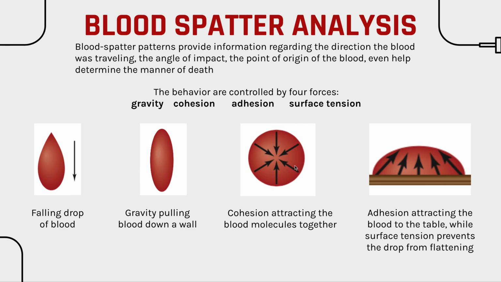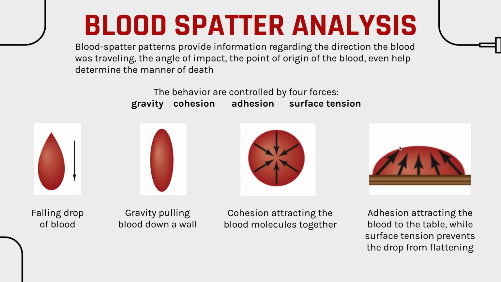Cohesion and adhesion work together to keep the blood droplets together. Cohesion attracts blood molecules together. Essentially, cohesion is a force that has water attracted to itself, and because blood has so much water in it, it's able to exhibit the same properties. Adhesion is also another property of water. While cohesion is water attracted to itself, adhesion is water attracted to other surfaces. So adhesion attracts the blood to the table, while surface tension prevents the blood from flattening out. Surface tension is a result of both adhesion and cohesion working together.